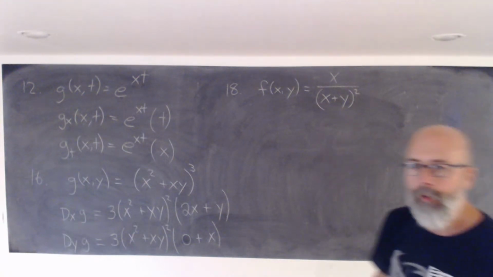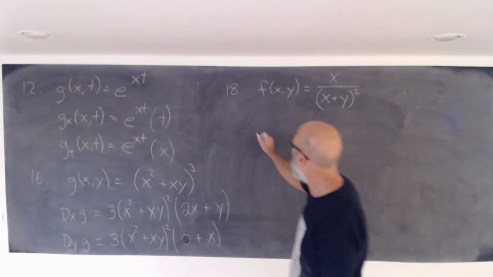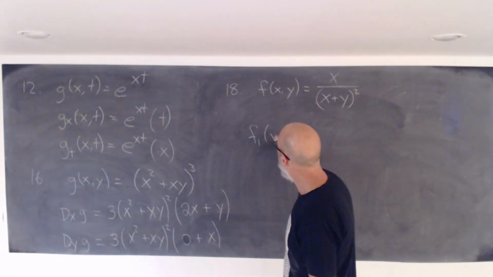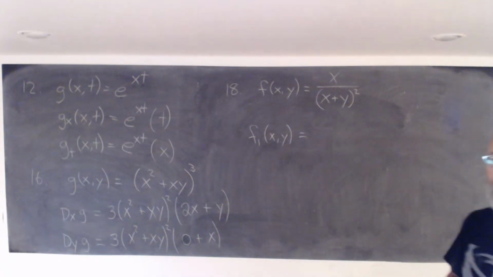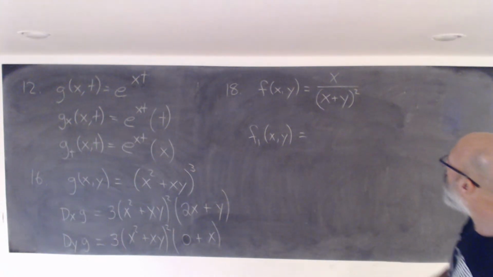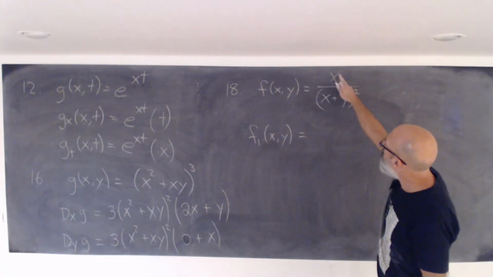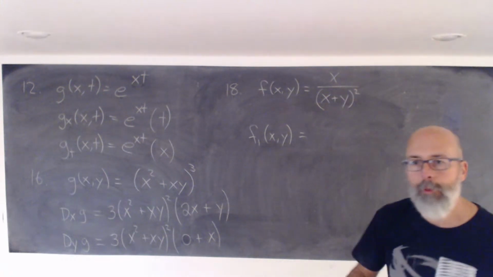Let's do a few more. Let's differentiate with respect to the first variable. You recognize you've got x here and there. This is a quotient, so quotient rule applies.